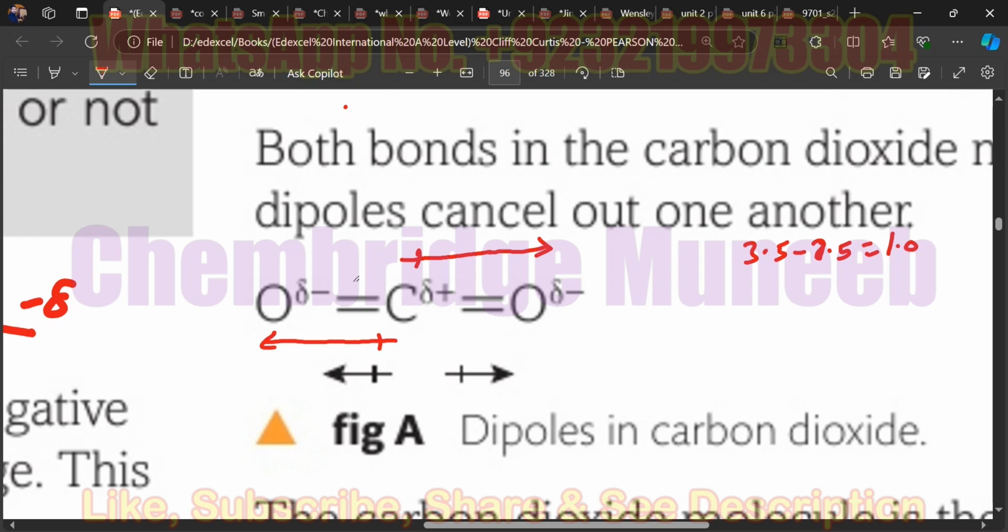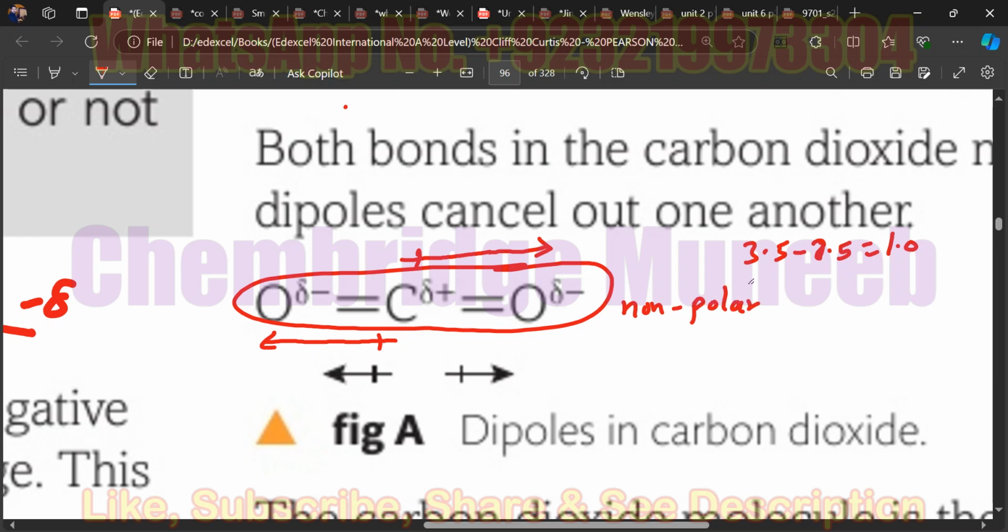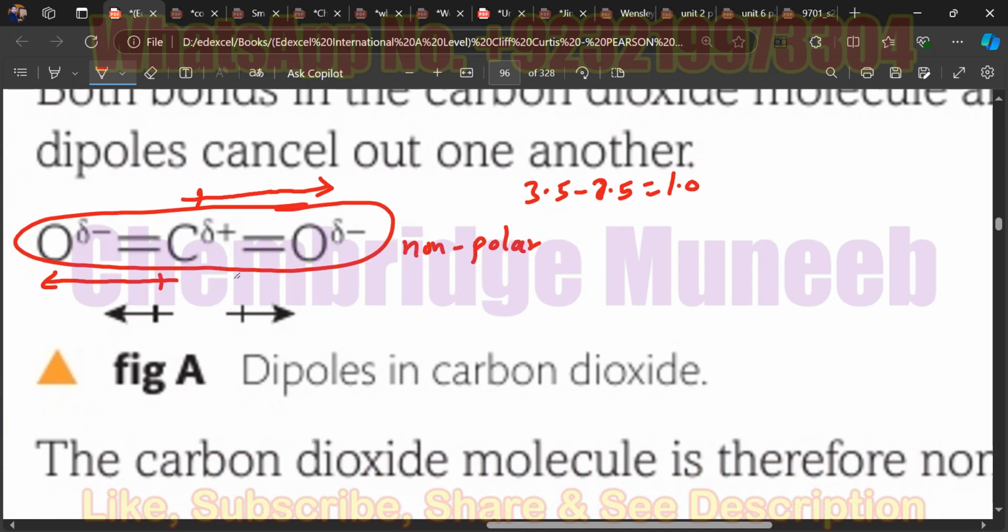Both the bonds are polar. So the bonds are polar, but the molecule as a whole is non-polar. Now why is it non-polar even though the bonds are polar? It is because the shape of this molecule is linear. The shape is linear, and because of this the arrows of the bonds are cancelling out each other. They are present in the opposite direction.